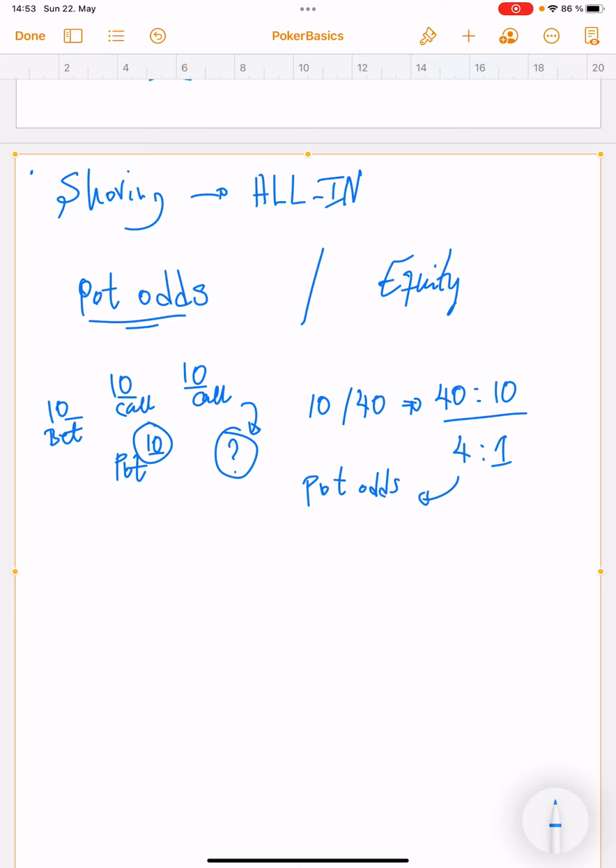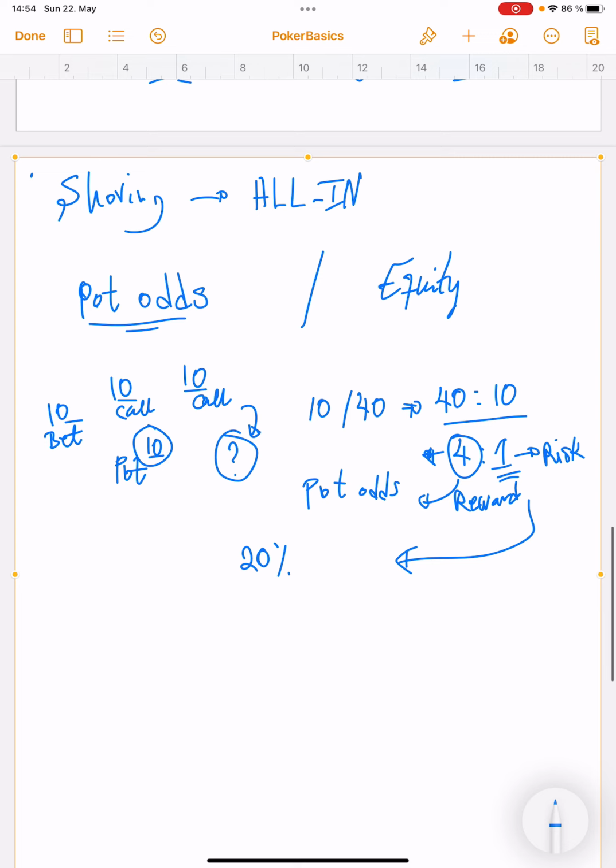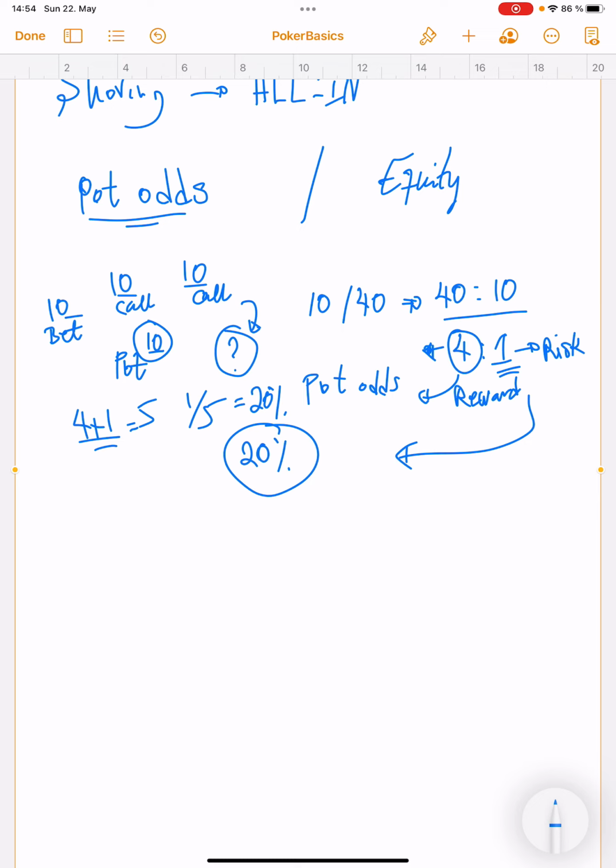Pot odds. So what does it mean? It means that here is the reward and here is your risk. You need to pay 1, and if your luck comes around, then you will get 4 in return. So how much is it in terms of percentage? It will be 20%, because 4 plus 1 is 5 in total, and 1 over 5 is 20%. So this is the pot odds.